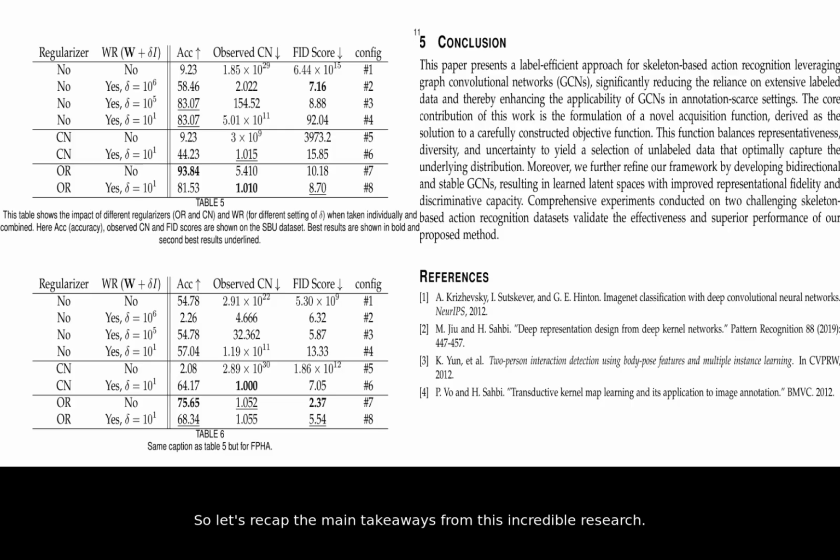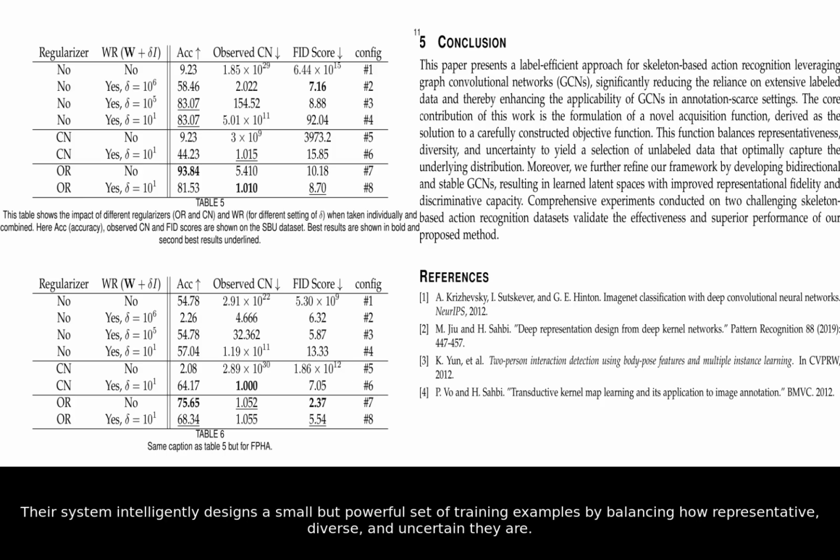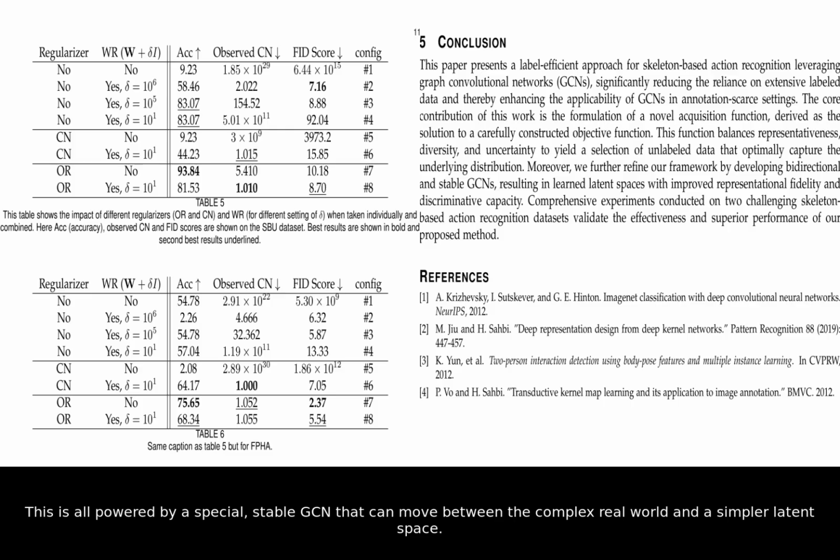So let's recap the main takeaways from this incredible research. The researchers created a far more efficient way to train AI for action recognition by using active learning. Their system intelligently designs a small but powerful set of training examples by balancing how representative, diverse, and uncertain they are. This is all powered by a special, stable GCN that can move between the complex real world and a simpler latent space.